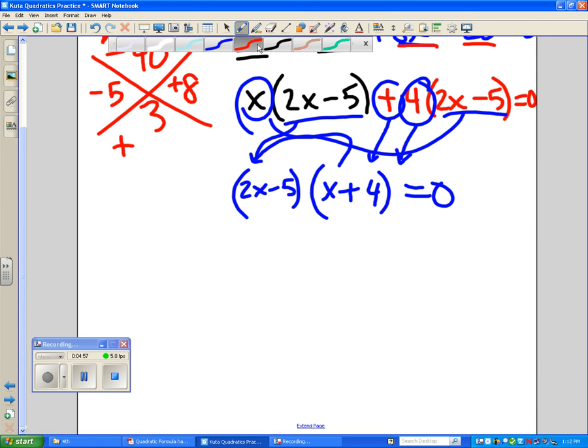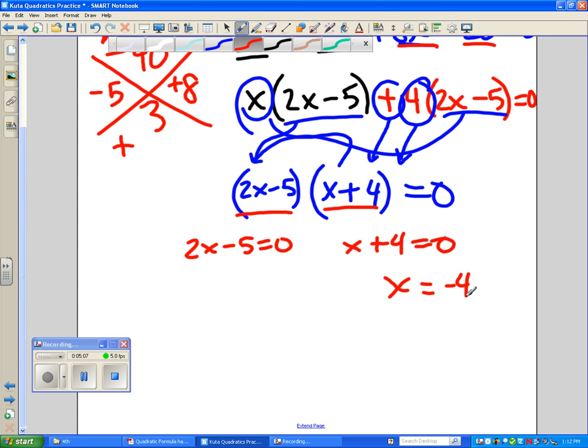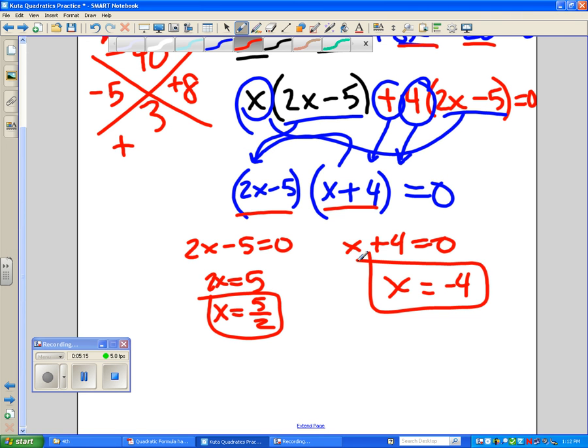Now if one factor equals 0, then the whole thing is 0. So I just set each of these factors equal to 0 and solve. And that becomes x equals negative 4, and 2x is equal to 5, which means that x is equal to 5 halves. That's it for that one.